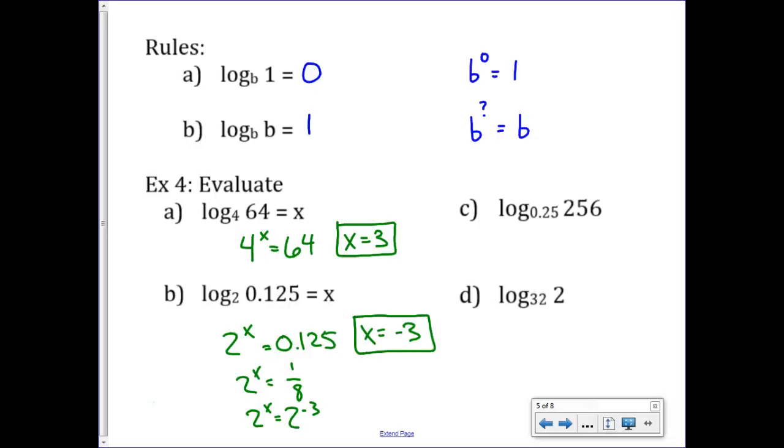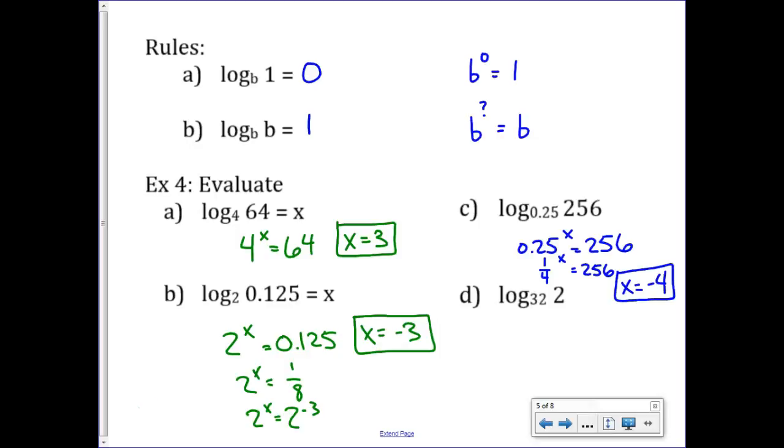Looking at C, we have 0.25 to the x is equal to 256. So 0.25 would be 1/4 to the x is equal to 256. So we know we're probably going to be dealing with a negative number, so 4 to what power would give you 256? 4 to the 4th power would be 256, so this would be 1/4 to the negative 4 to make that move up there.